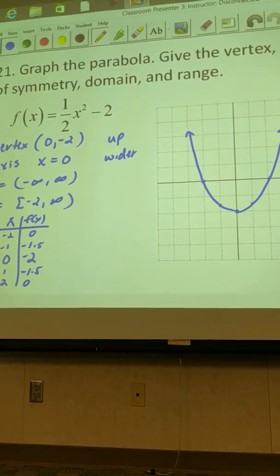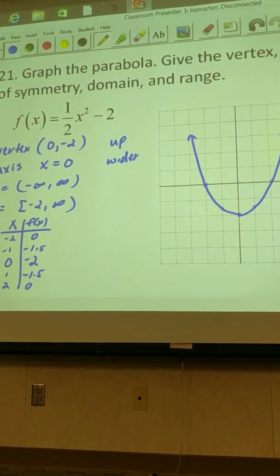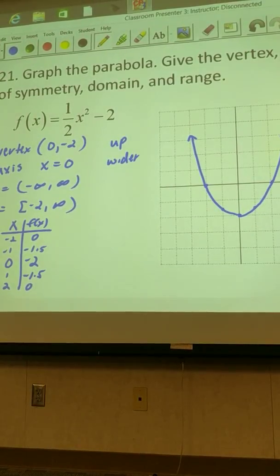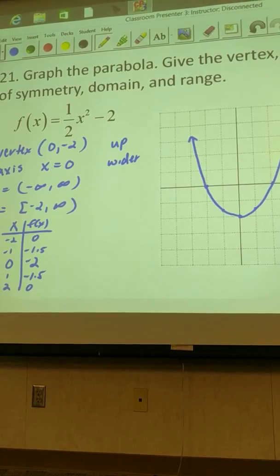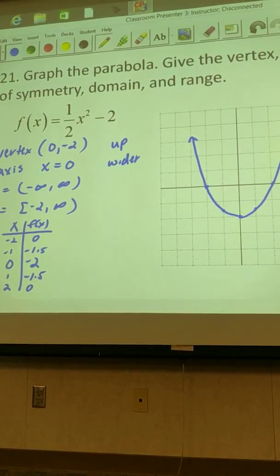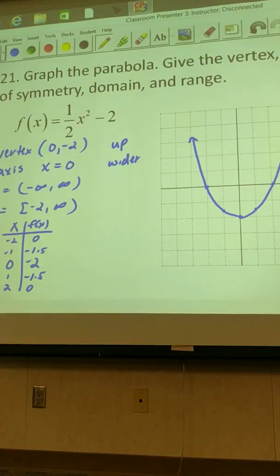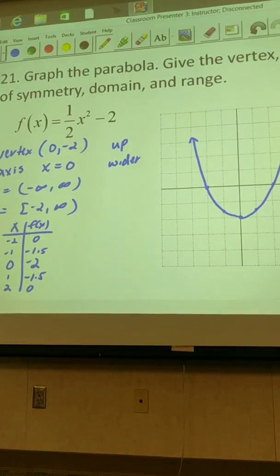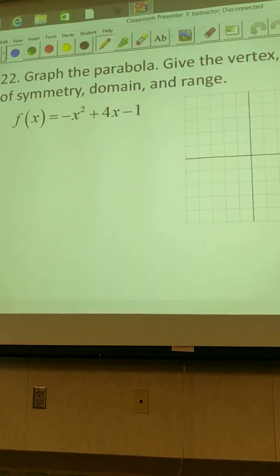If it's not in that form, then we're going to find the vertex using the vertex formula, which is the one we're going to do next. Any questions on this problem? Got nothing. All right, here's one more.